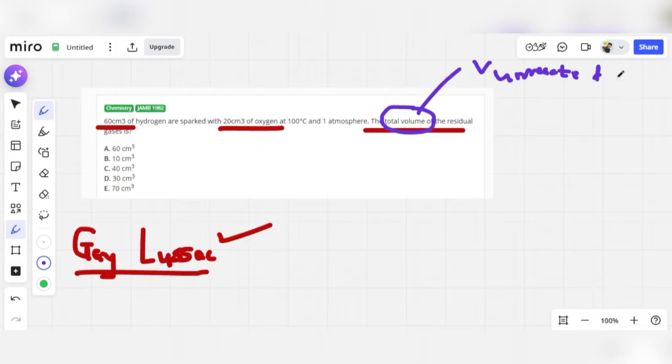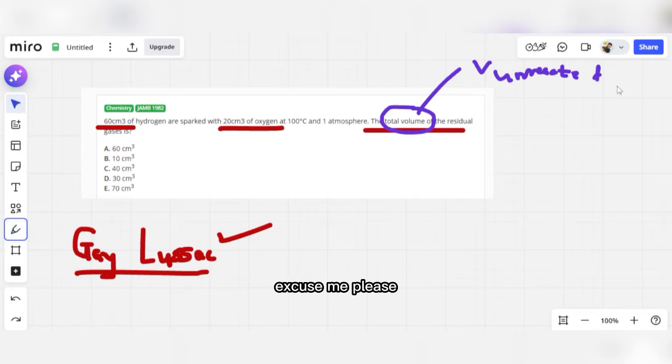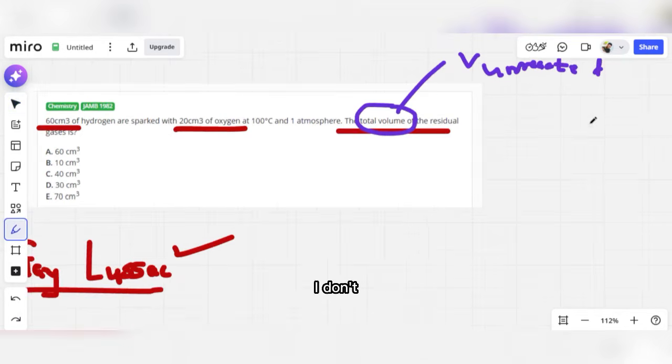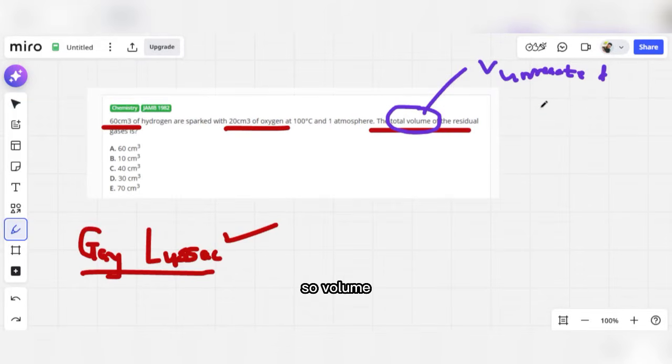plus the volume reacted plus the volume of your product. All right, that's the meaning of the word total volume in Lussac's law.